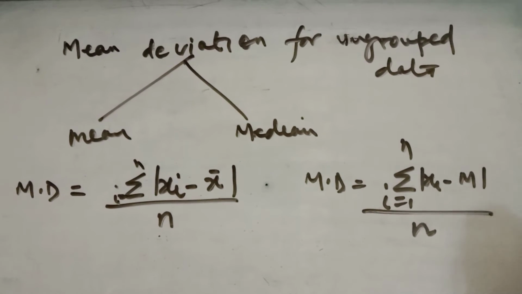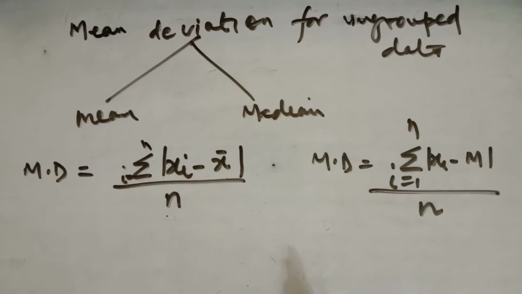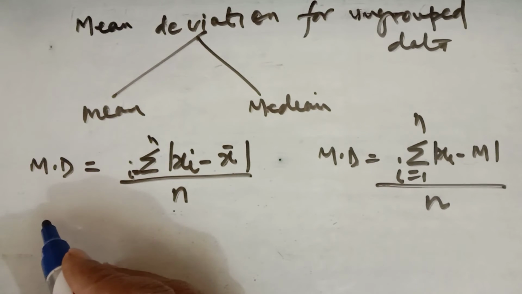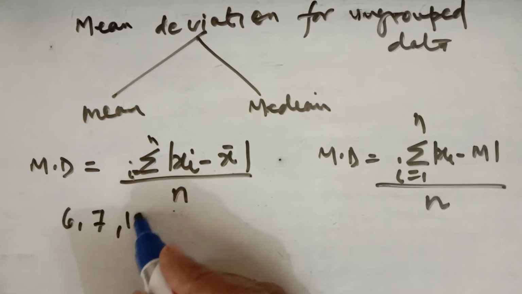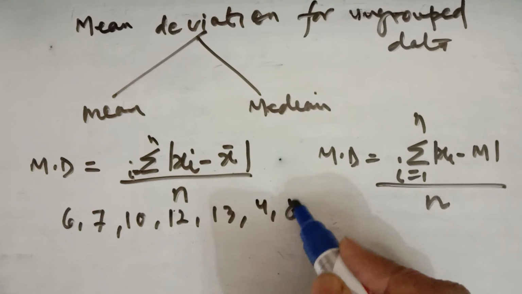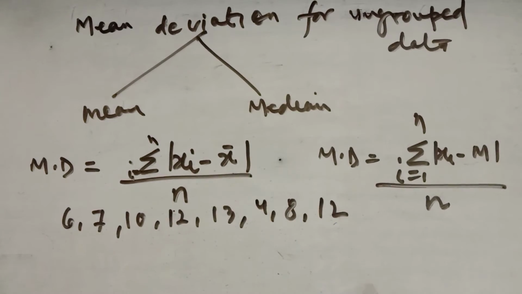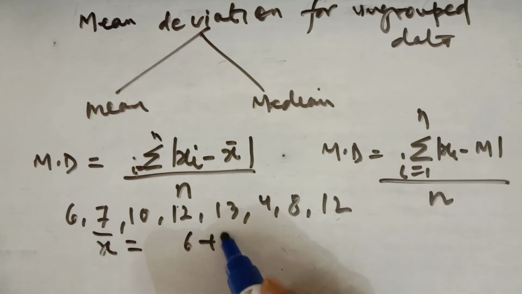I'll take an example of each of them. So let us take an example: you have to find the mean deviation of this data about the mean. So I'm taking this example. First of all, what you have to do? First of all, you have to find the mean of this data. So you know how to find the mean.